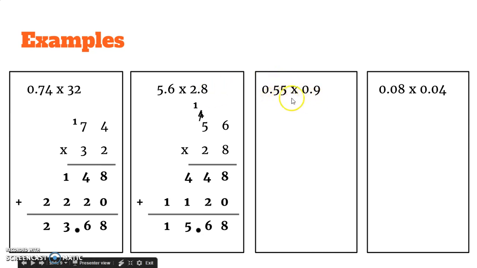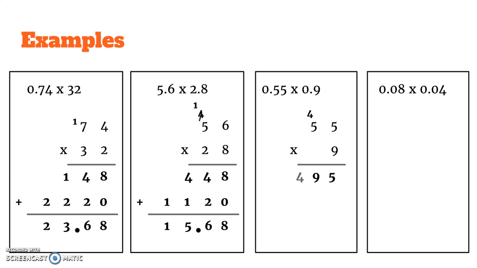My third problem, I've got hundredths times tenths. Again, I'm going to ignore those leading zeros. They don't need to be there. And I'm going to ignore the decimal points and just do 55 times 9. 5 times 9 is 45. 5 times 9 is 45 again, plus the 4 I carried is 49. The multiplication part is done.